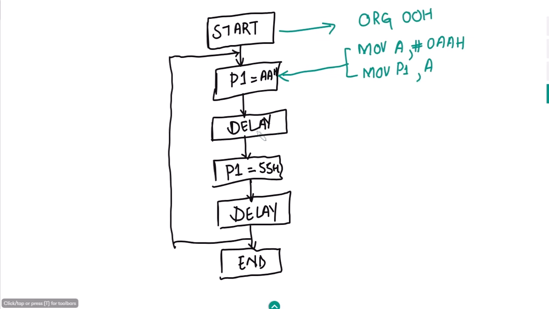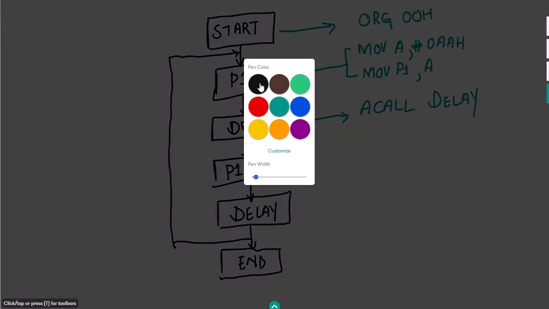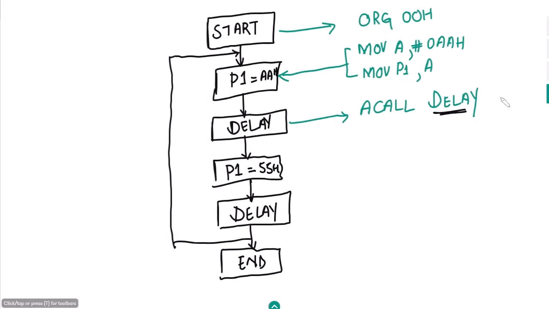After it, I have to call this delay, and in an assembly program the delay is done by using ACALL delay, which is my subroutine. This is the subroutine which I will discuss in our upcoming simulation, how to create it.